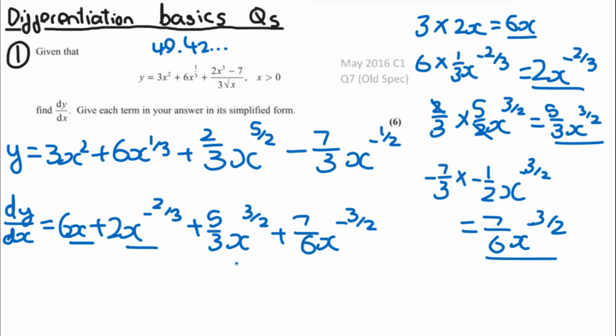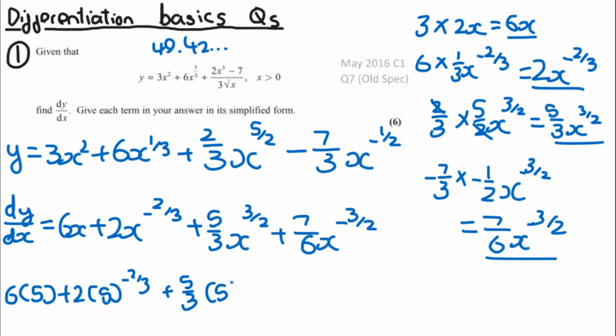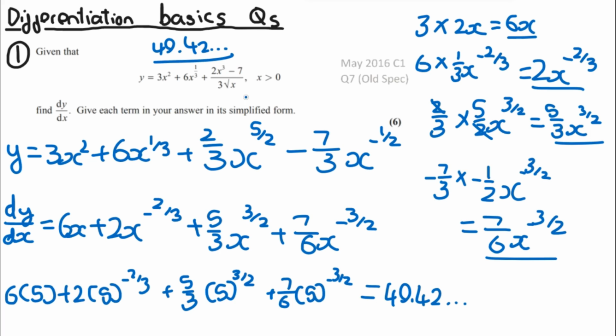Therefore we can then put x is equal to 5, the same number as the value, into our expression that we've got, and this will give out 6 times 5 plus 2 times 5 to the power of minus 2 over 3, plus 5 over 3 times 5 to the power of 3 over 2, plus 7 over 6 times 5 to the power of minus 3 over 2. And if you put that into a calculator, it also gives out the value of 49.42 and then a bunch of decimals. So as these two values are the same, this is a really good way of checking that we have got the right answer.